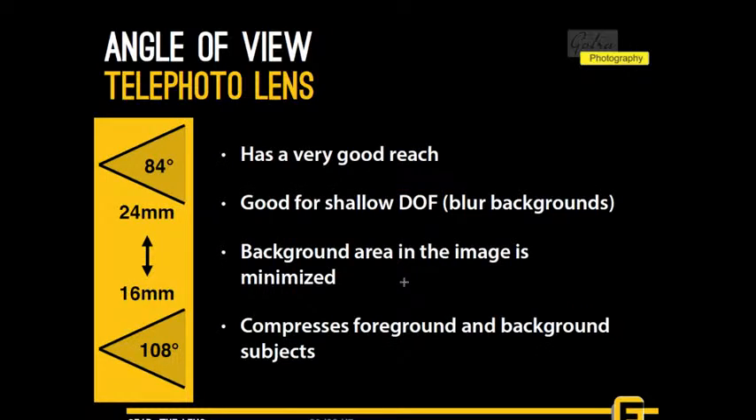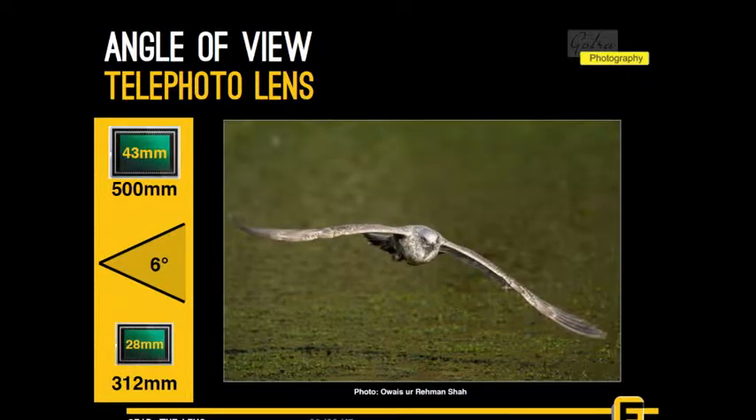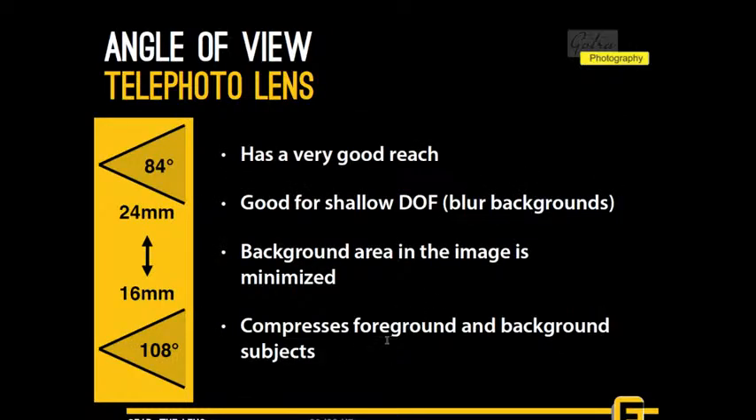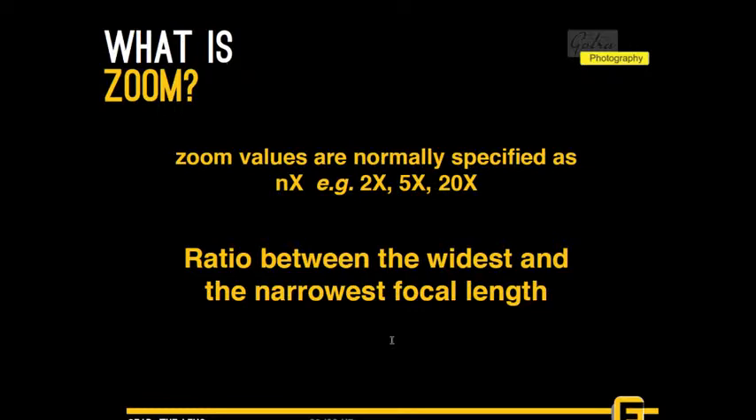So a telephoto lens has very good reach and is good for shallow depth of field. You get blurry backgrounds. The background area in the image is minimized. You get more of the subject but less of the background. The foreground and background are compressed, unlike the depth of the wide angle.